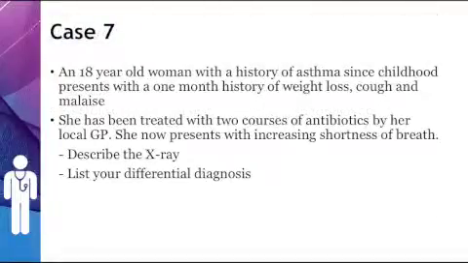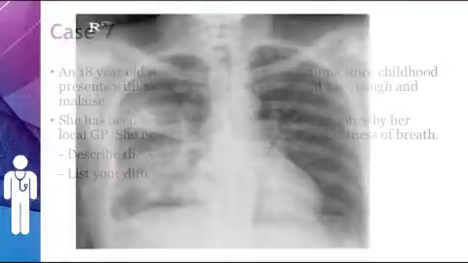There are 3 more cases to go. An 18-year-old with asthma presents with weight loss and cough and malaise, and she's had some antibiotics. Have a look at the X-ray and list some differential diagnoses.